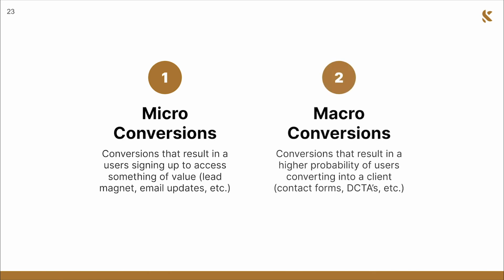So if you give that away in a way that makes sense and aligns with business goals, you're going to get some of these micro conversions. The next is macro conversions. These are conversions that result in a higher probability of users converting into a client just down the road.